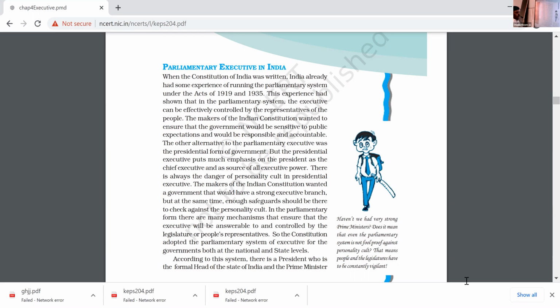That's why the Indian Constitution makers gave importance to the parliamentary system of government in India. They wanted a government that would have a strong executive branch, but at the same time, enough safeguards to check against the personality cult. The government is not related to an individual. Clear? Understand? The individual is not that powerful. The legislature, the lawmaking body, and all its members are accountable to the people. India has that kind of setup, not a particular individual. But coming to the case of America, the American president is all powerful, right? Always we are listening to the names of that president and his secretaries of different affairs, right?